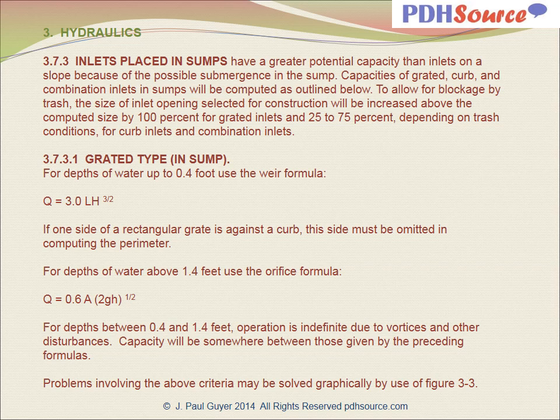For depths of water above 1.4 feet, use the orifice formula: Q = 0.6 A (2gH)^(1/2). For depths between 0.4 and 1.4 feet, operation is indefinite due to vortices and other disturbances. Capacity will be somewhere between those given by these preceding two formulas. Problems involving the above criteria may be solved graphically by use of Figure 3-3.